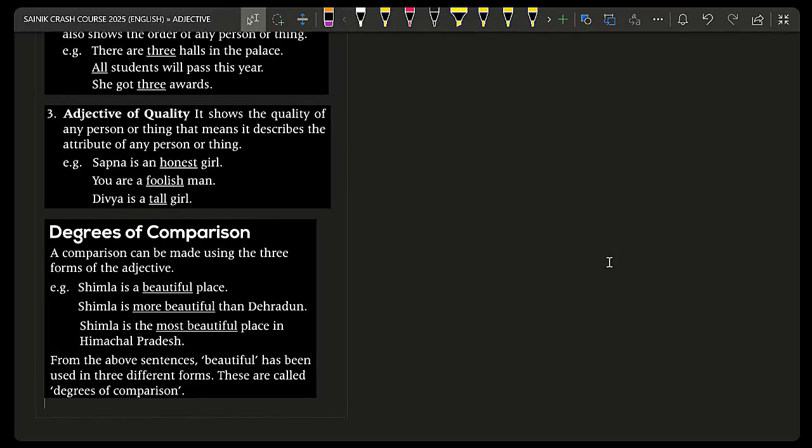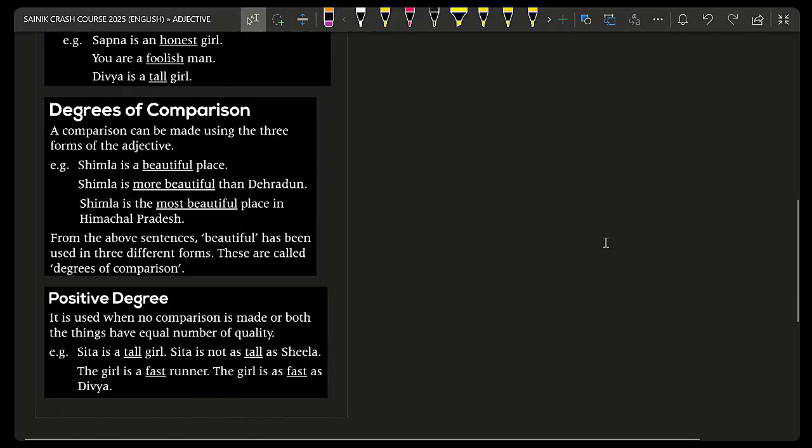From the above sentences, beautiful has been used in three different forms. So these are called degrees of comparison. Let's take them one by one now. First, positive degree. Okay, let's take positive degree.